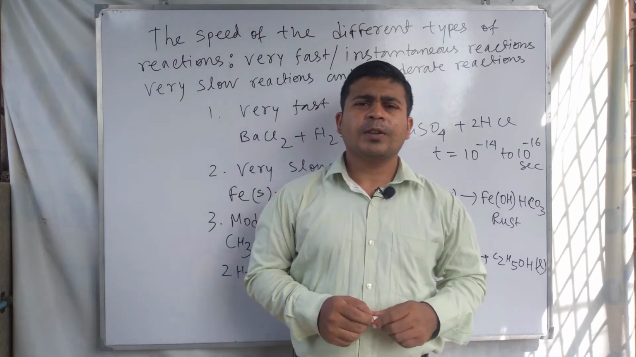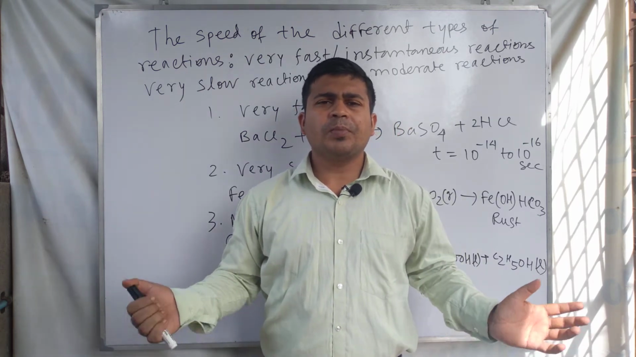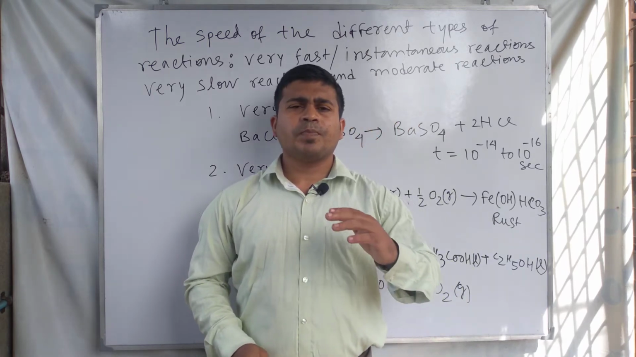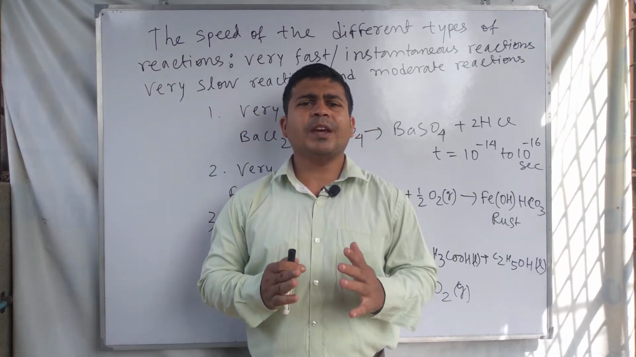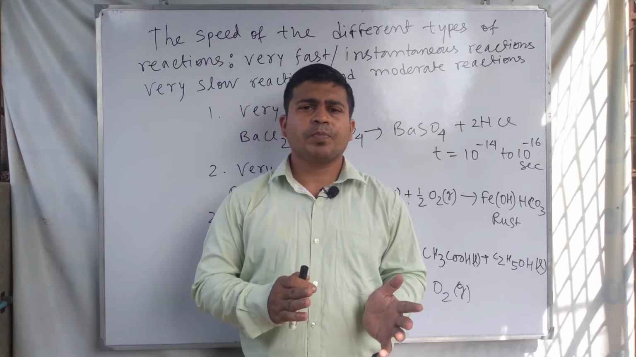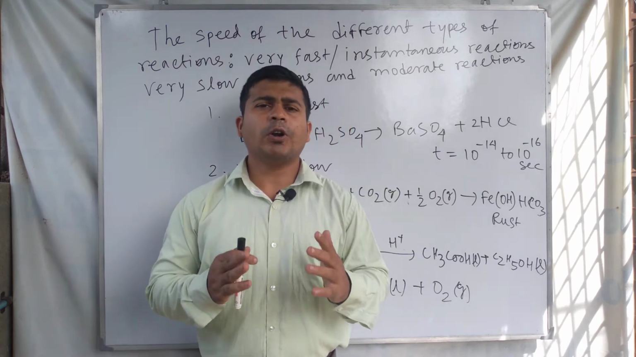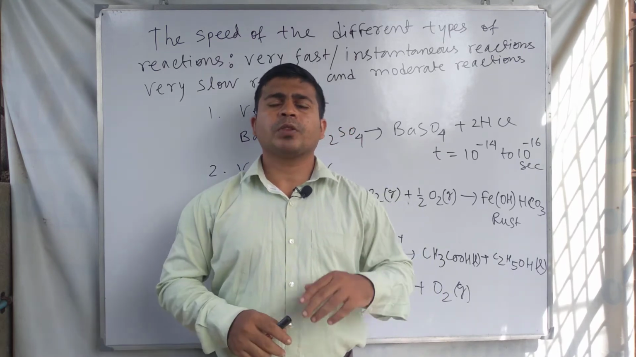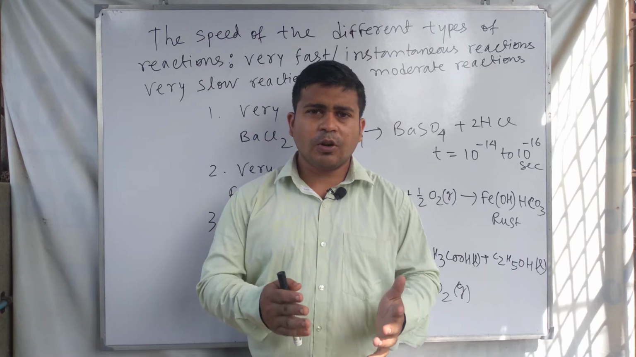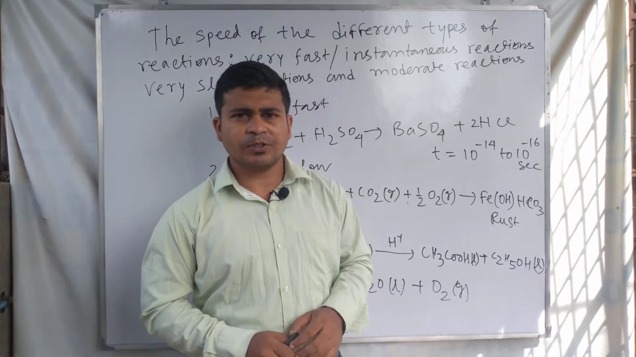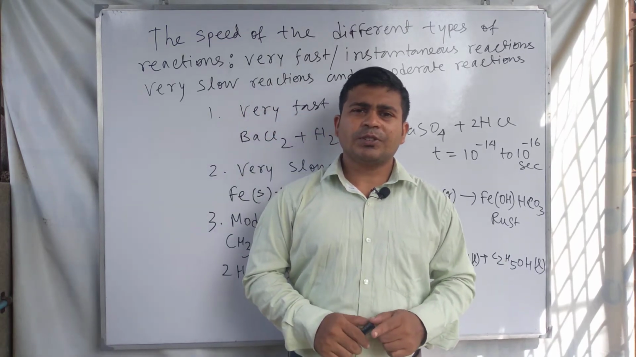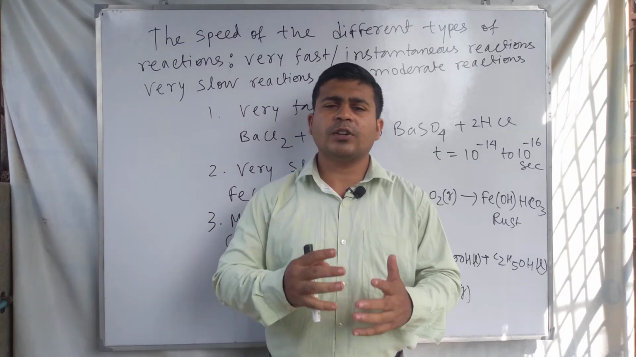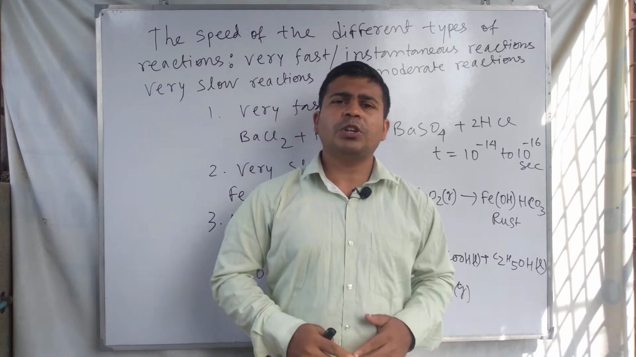We know that there are a large number of chemical reactions taking place, but the question is whether they are taking place at the same speed or at different speeds, at very high speed or very slow speed. So what is the speed of different kinds of chemical reactions? Is the reaction very fast, very slow, or at a moderate rate? What is the speed of a chemical reaction?